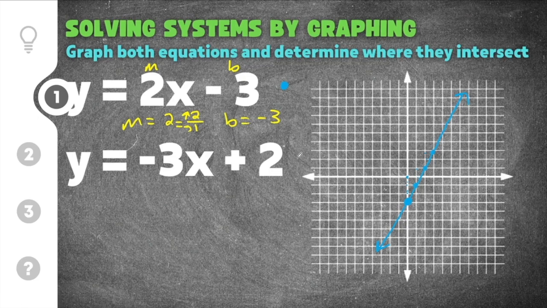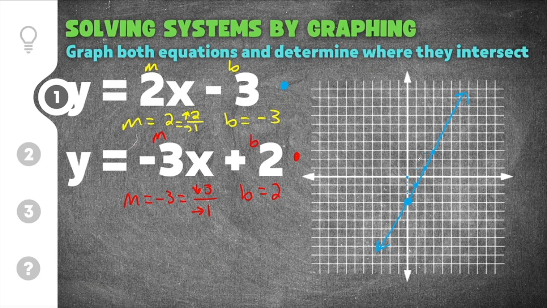The next equation I'm going to graph in red. This equation gives us y equals negative 3x plus 2. So this negative 3 is our slope, and then our plus 2 is our y-intercept. So our slope is negative 3, and our y-intercept is positive 2. Now a negative 3 slope means you're going to go down 3 and then over 1. So it's a little bit different because it's negative. The dot actually moves down instead of up.